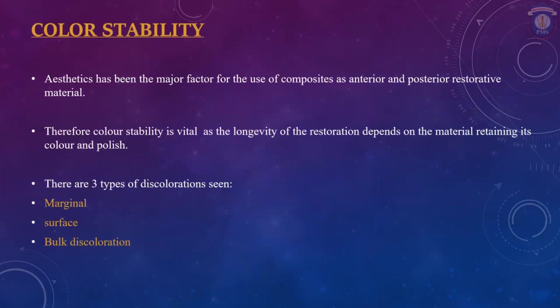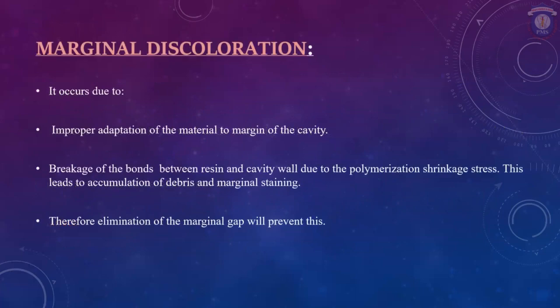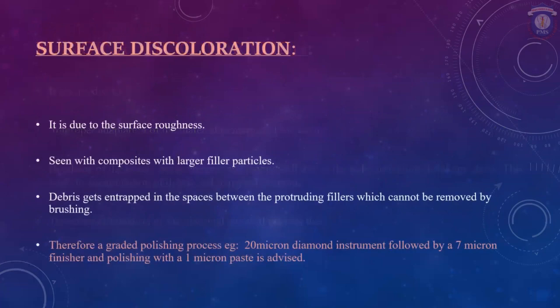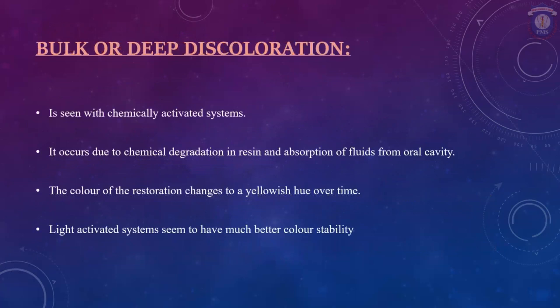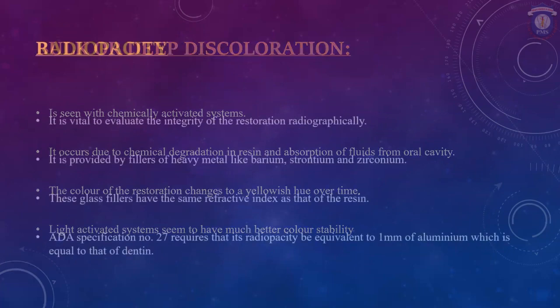Color stability: there are three types of discolorations which are seen: marginal, surface discoloration, and bulk discoloration. Marginal discoloration occurs due to improper adaptation of material to the margins of the cavity. Surface discoloration occurs due to surface roughness, and it is seen with composites with large filler particle size. Therefore, a graded polishing process is advocated for reducing surface discoloration. Bulk or deep discoloration is seen with chemically activated composites, and it occurs due to chemical degradation of resin and absorption of fluids from the oral cavity.